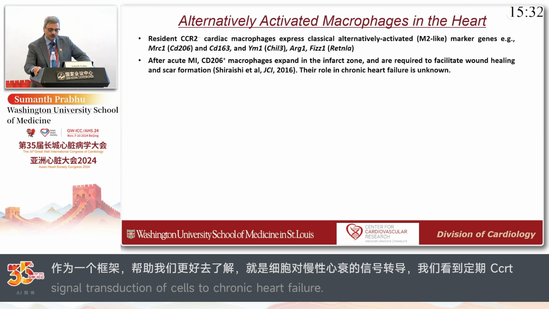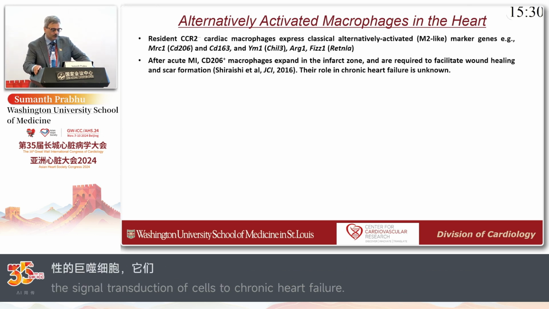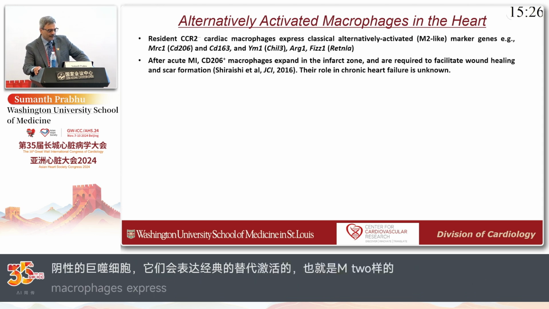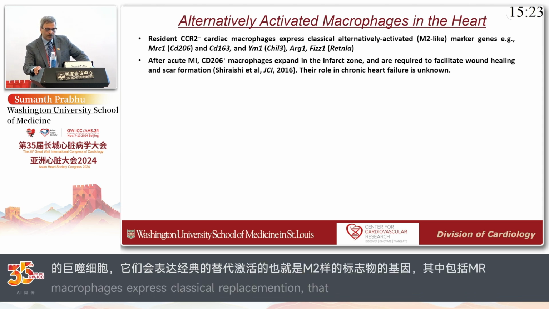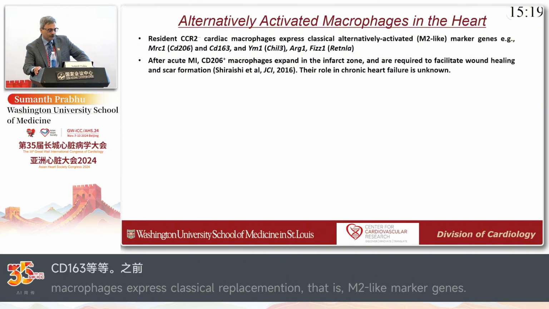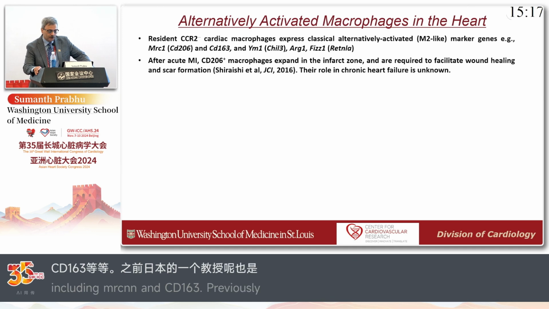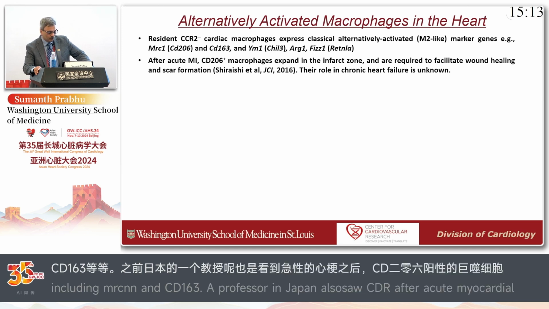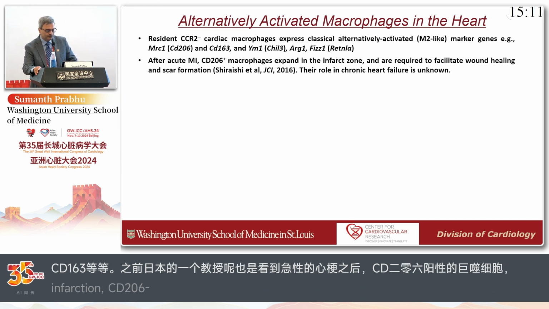These marker genes are CD206, CD163, others such as YM1, ARG1, and FIZZ1. And it's been previously shown by Shiraishi et al. in Japan that after acute MI, CD206 macrophages expand in the infarct zone. They're required for wound healing, but their role in chronic heart failure really is unknown.